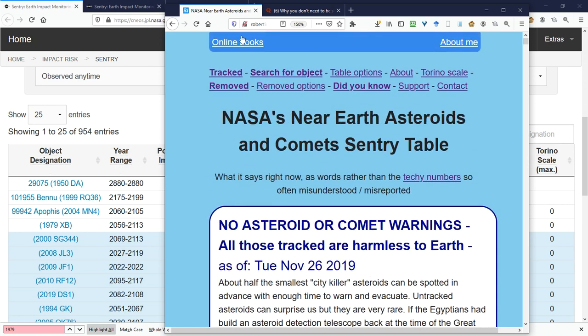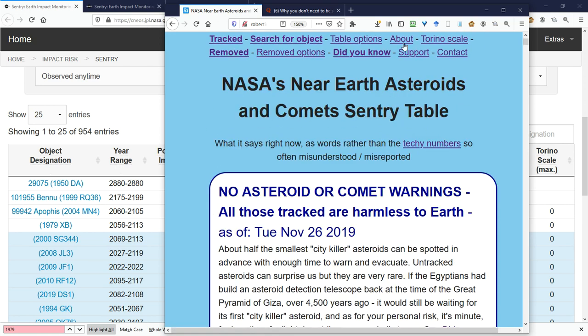So, the simplest way to check is through my non-techy table, and I will put a link in the comments to this video, so you can then go there and find out for yourself whether there are any asteroid warnings. But this isn't really needed at all.